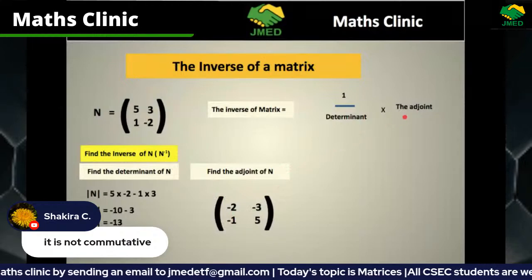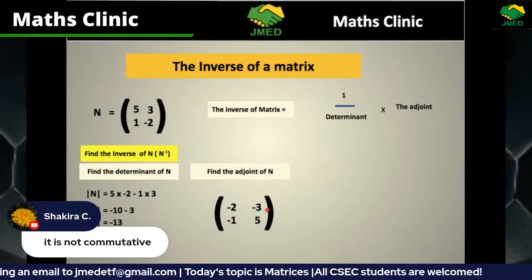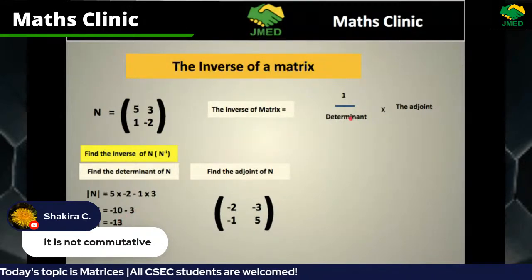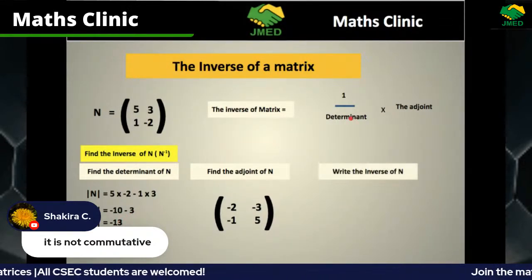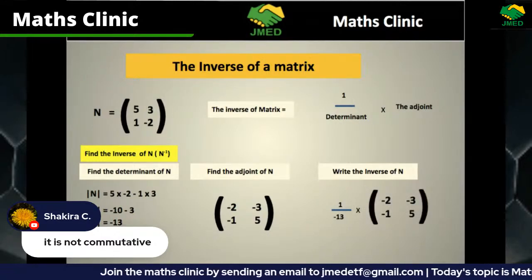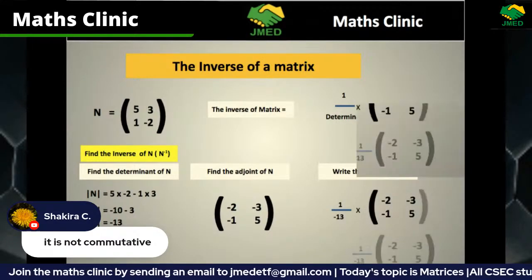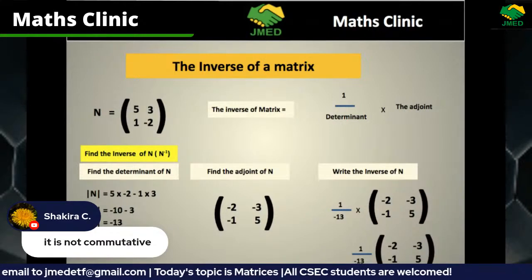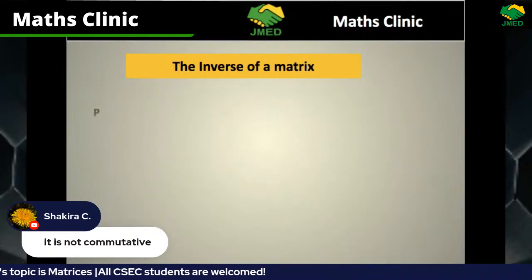We're just going to replace these here and this -13 here, and write the inverse. So we don't have to do any calculation. We'll just write it: 1 over the determinant times the adjoint. And then we can get rid of that sign. All right? Final.